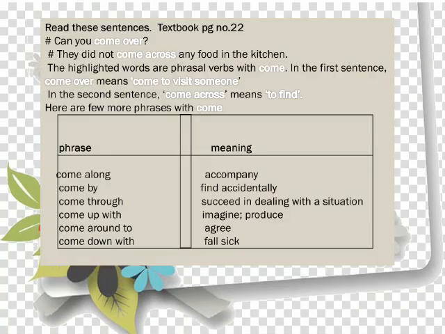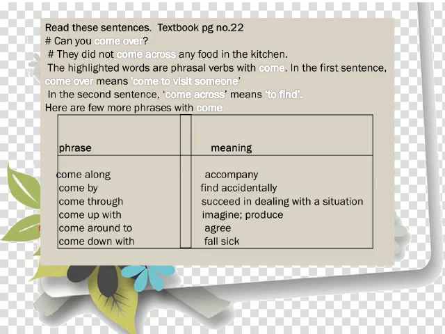Let us now read these sentences from page number 22 of your textbook. Can you come over? Come over means come to visit someone here. The second sentence is, they did not come across any food in the kitchen. The phrase come across means to find. Here are a few more phrases with come. Let us read from the table.